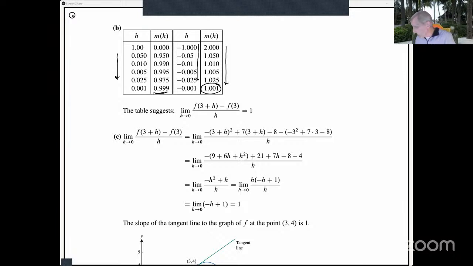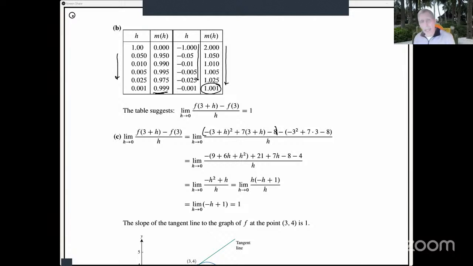So now I'm going to try this analytically. I'm going to take a look at this limit as h goes to 0 of f of 3 plus h minus f of 3, all of that divided by h. Okay, so I'm going to take this 3 plus h and plug it into the function. I'm just going to stop here for 1 second. I'm going to put parentheses around here if I can.